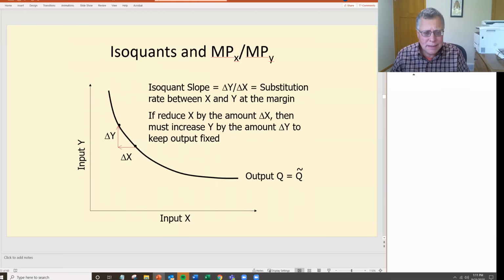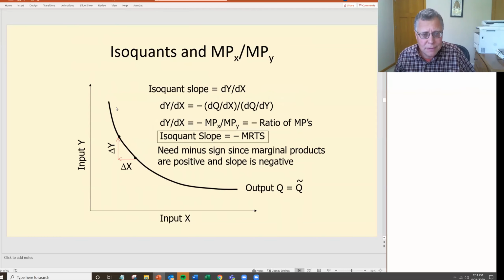So you can see if you cut back delta X, you slide this way a little bit, and then you have to go up. You have to increase Y, delta Y, and then you keep output the same. So this is what we're doing here. We're creating input substitution. That's what this curve is. So we call this isoquant slope. It's a line in the xy plane. Well, what's the slope? It's dy dx. You learned that one.